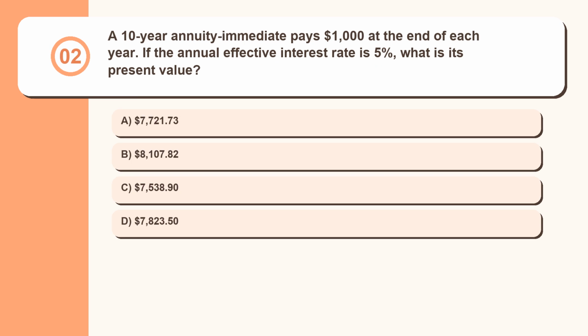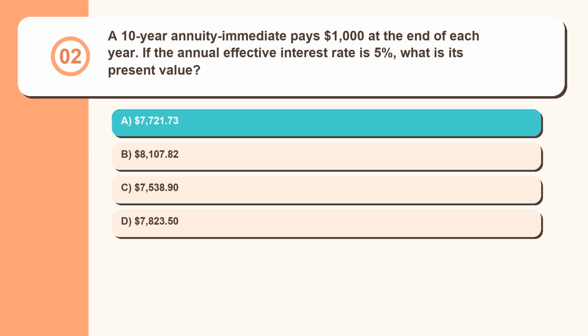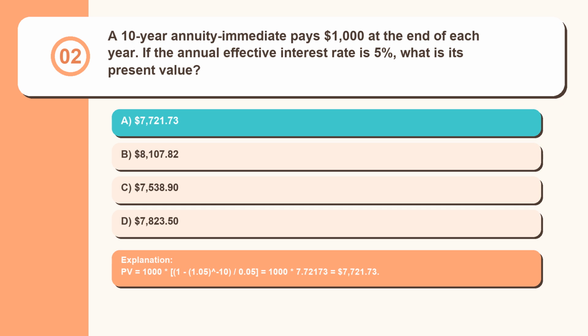Question 2. A 10-year annuity immediate pays $1,000 at the end of each year. If the annual effective interest rate is 5%, what is its present value? $7,721.73, $8,107.82, $7,538.90, $7,823.50. PV equals 1000 times (1 minus 1.05^-10)/0.05 equals 1000 times 7.72173 equals $7,721.73.